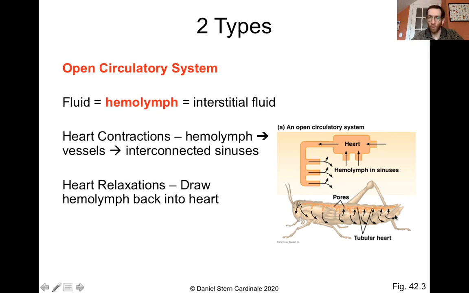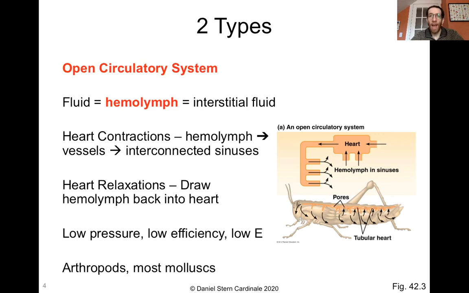This is what we see in insects, for example. So here is a grasshopper, and you can see we have the vessels that run along the dorsal side of the body. As the heart contracts, the blood is going to be pushed through those vessels. The blood will circulate through, or I should say the hemolymph will circulate through the cavities of the body and then be drawn back up into the vessels when the heart relaxes. This system operates at low pressure and requires very little energy, but the trade-off is that it is very low efficiency. So the fluid circulates fairly slowly, and you're not actually circulating that much stuff over a given amount of time. We tend to see this type of system in arthropods, and also most mollusks use an open circulatory system.